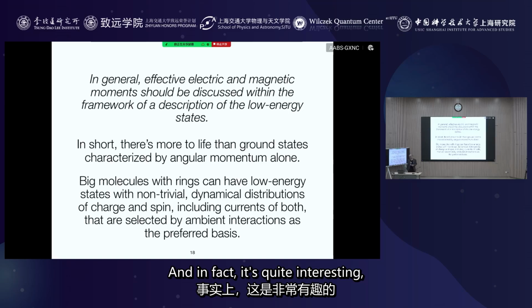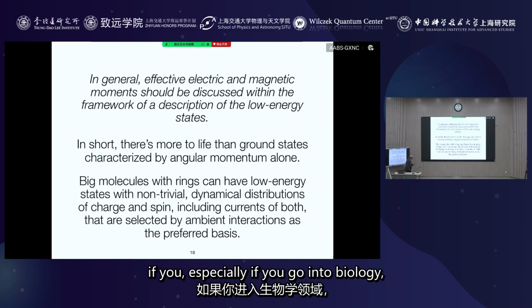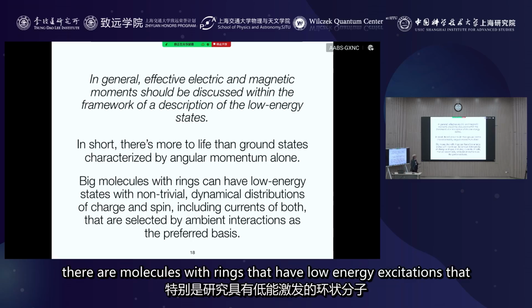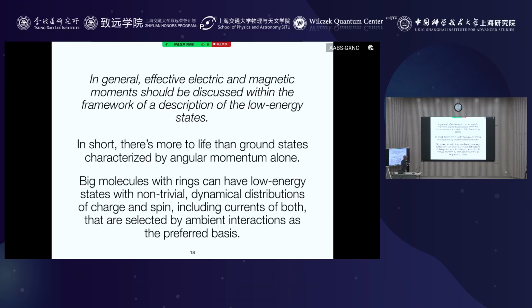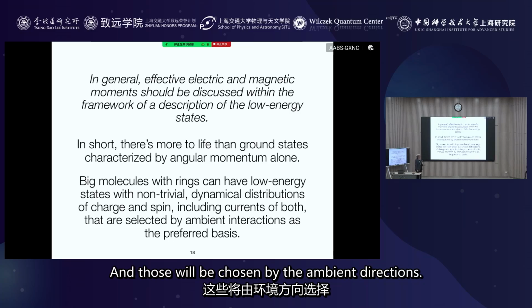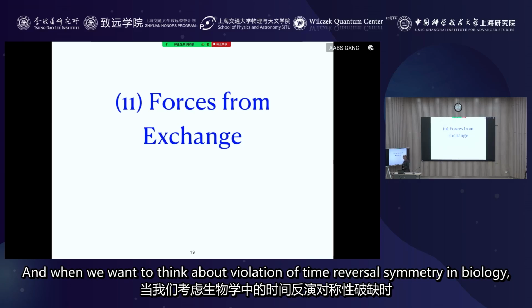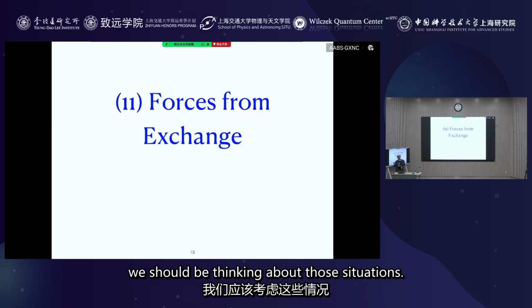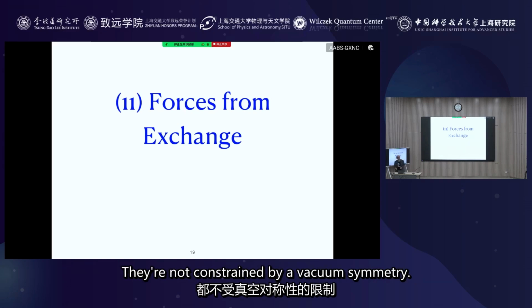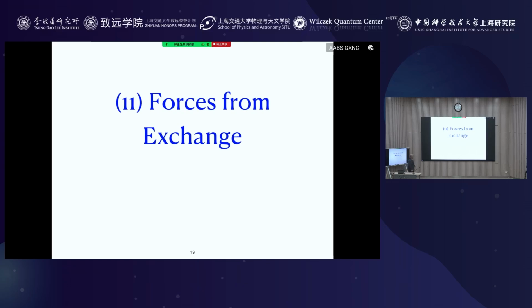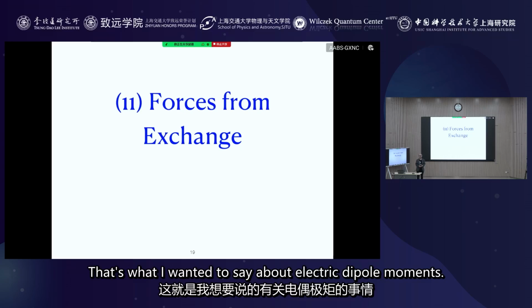And in fact, it's quite interesting. Especially if you go into biology, there are molecules with rings that have low energy excitations that can have dynamical distributions of charge and spin, including currents of both, and those will be chosen by the ambient interactions. And when we want to think about violation of time reversal symmetry in biology, we should be thinking about those situations. So both electric and magnetic moments are fair game. They're not constrained by vacuum symmetries. Okay, so that's what I wanted to say about electric dipole moments.